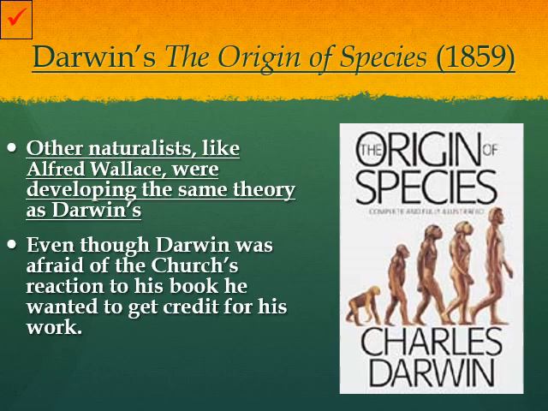So even though Darwin was afraid of the church's reaction to his book, he wanted to get credit for what he did. This led him to release his book, The Origin of Species, in 1859, sharing his knowledge with the world.